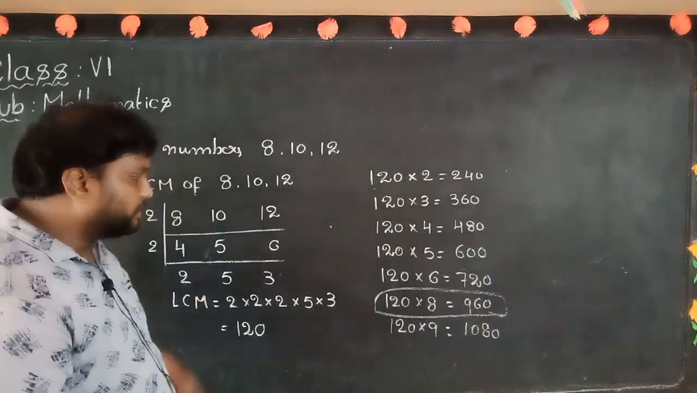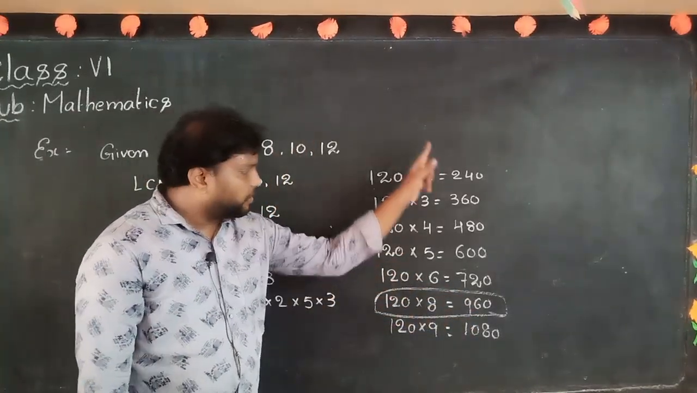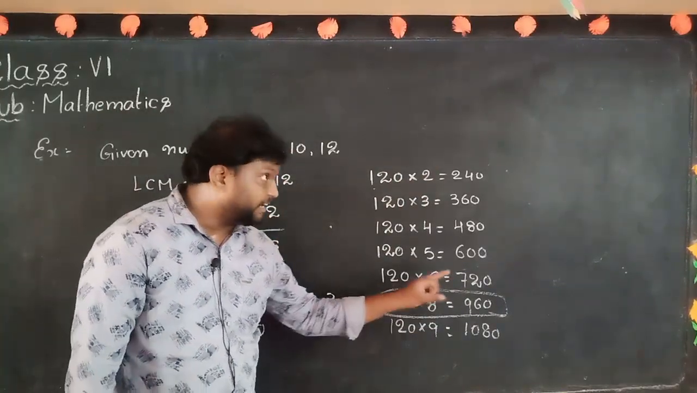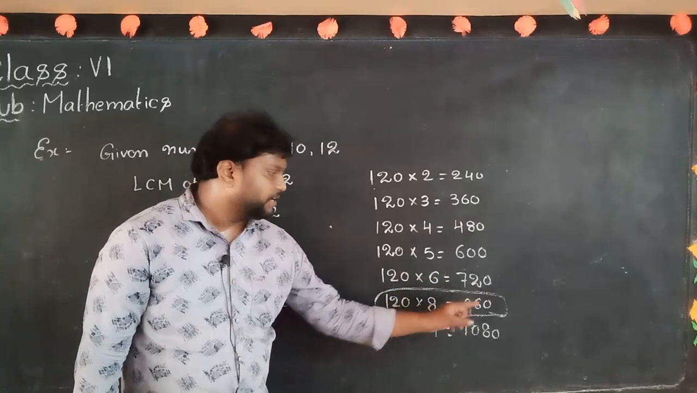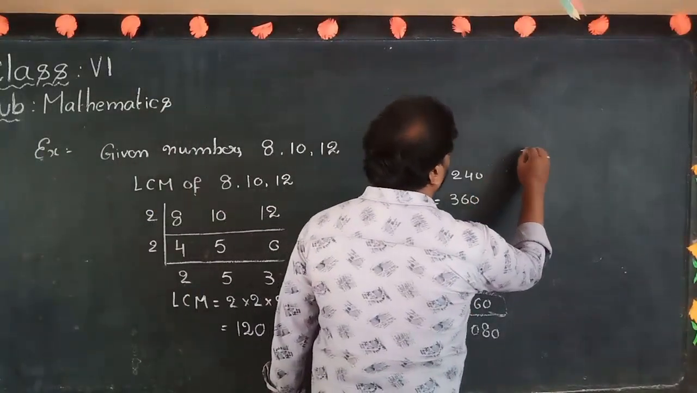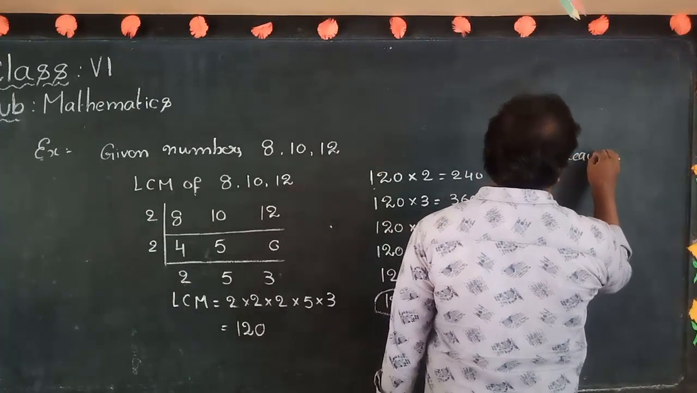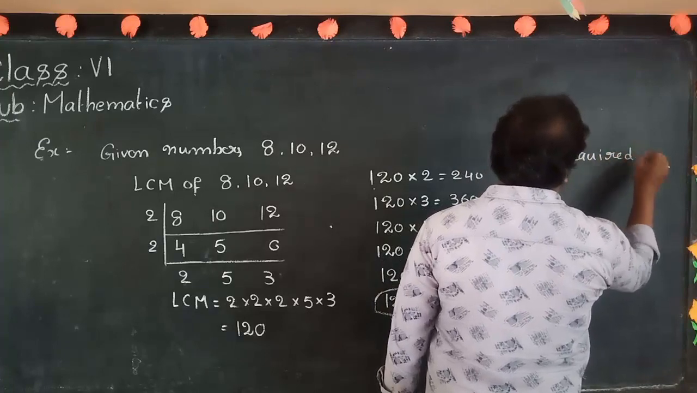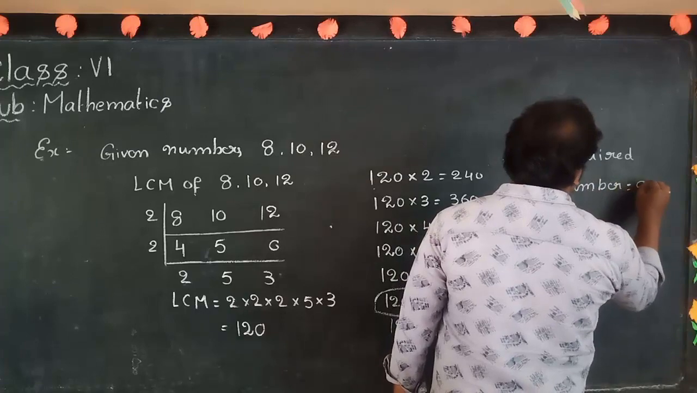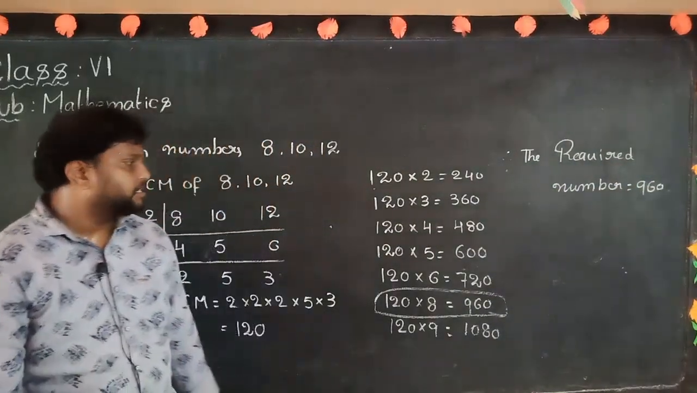The greatest three-digit number exactly divisible by 8, 10 and 12. All these numbers are divisible by 8, 10, 12, but among them the greatest three-digit number, especially 960, is the answer. Okay, therefore the required number is equal to 960.